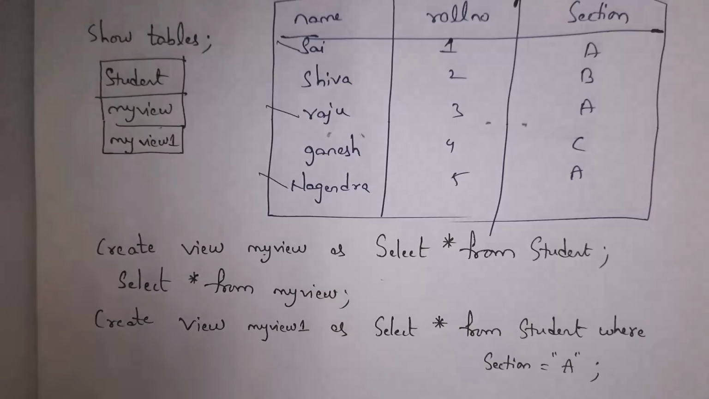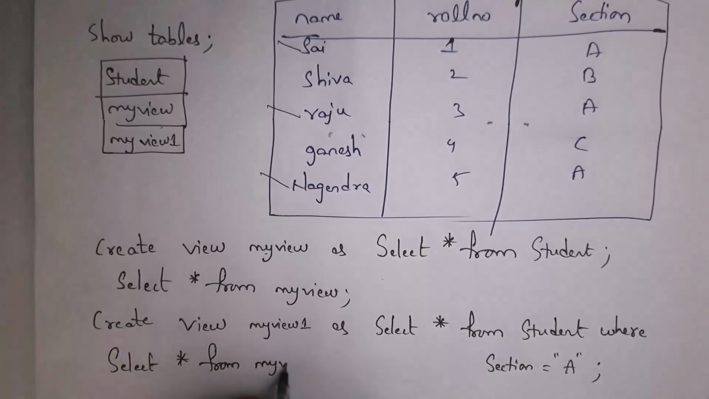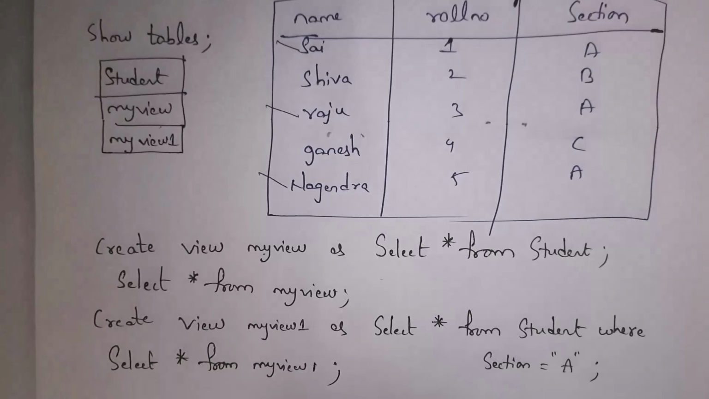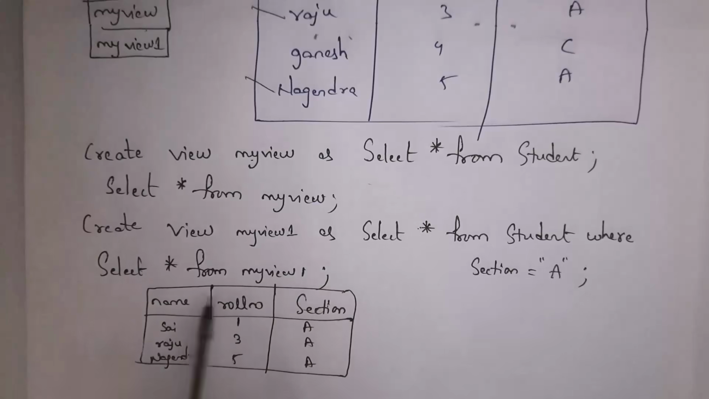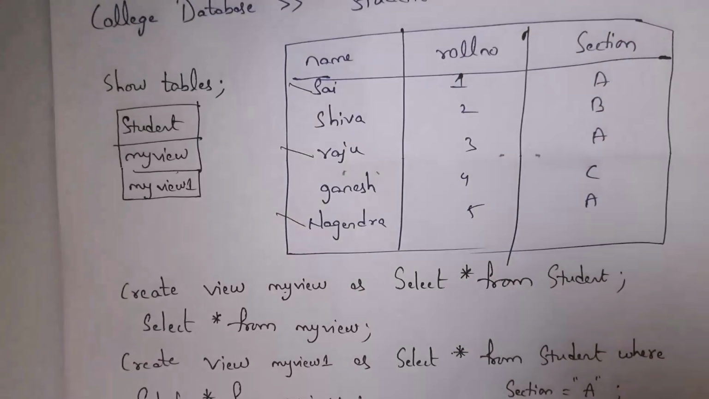So you need to write code that is select star from view name, that is my view 1, and give a semicolon. Whenever you write this code and click enter, this is my output. Star means complete columns. So it will display complete columns of the student whose section is A. Guys, star means complete three columns.